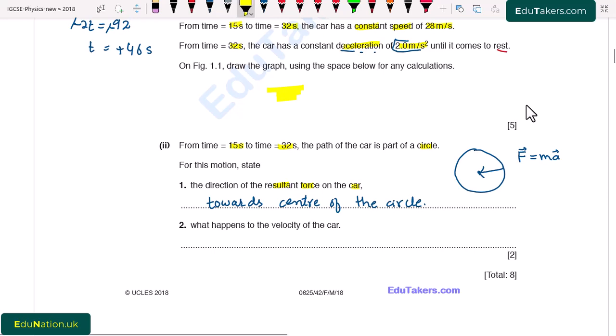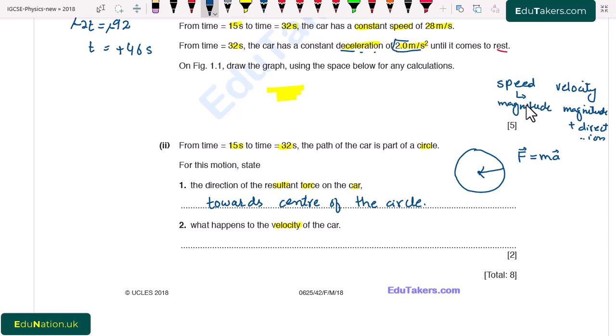Part 2. What happens to the velocity of the car? So basically there are two things. First is speed and second one is velocity. In speed only magnitude is involved, but velocity includes both magnitude plus direction. That's why velocity is a vector quantity and speed is a scalar quantity.